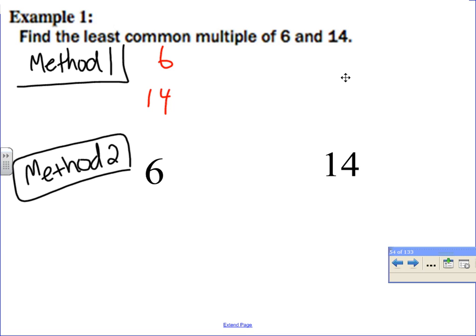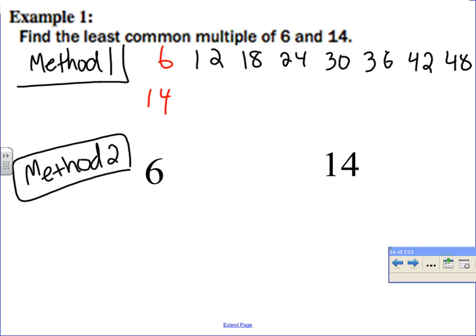Method 1 is list the multiples of each number. So who can give us some multiples of 6 in order? Justin. Did you say 14? Oh, I thought you said 14. I'm like, we're in big trouble. Okay, but what did you forget? Okay, 36, 42. Give me one more. Okay, I'm just kidding with you.